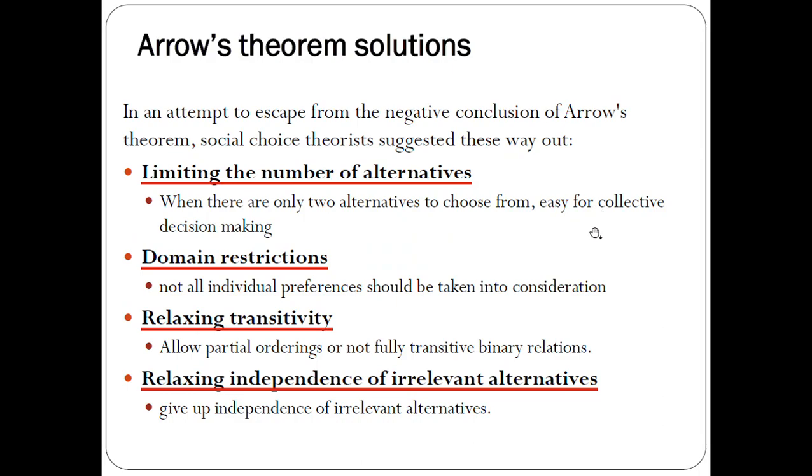Okay, Arrow's theorem solution. In an attempt to escape from the negative conclusion of Arrow's theorem, social choice theories suggest these ways out.